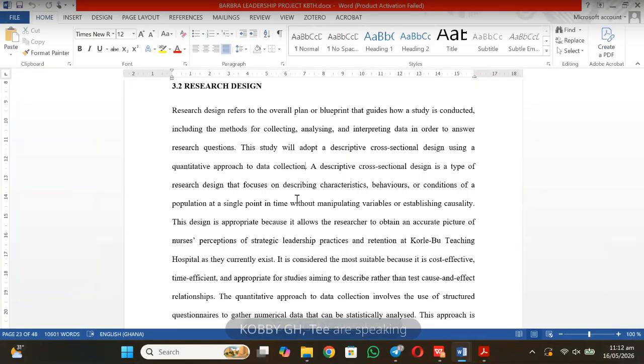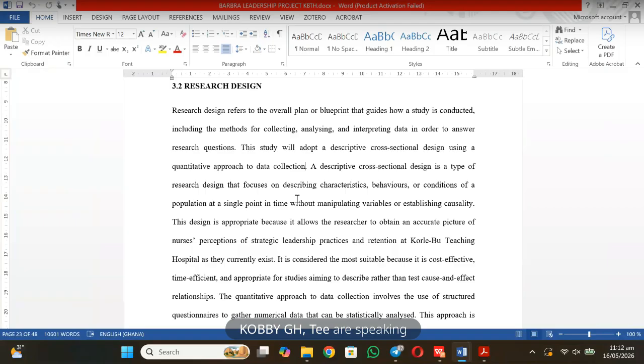So the second sentence: this study will adapt the retrospective study design using a quantitative approach to data collection. Retrospective, you use quantitative. You surely collect in numbers, so you use quantitative. So that's the trick: retrospective, you collect in numbers. This study would adapt the retrospective study design using quantitative approach to data collection.